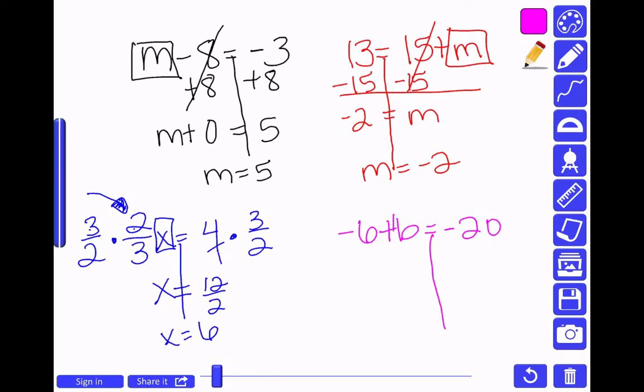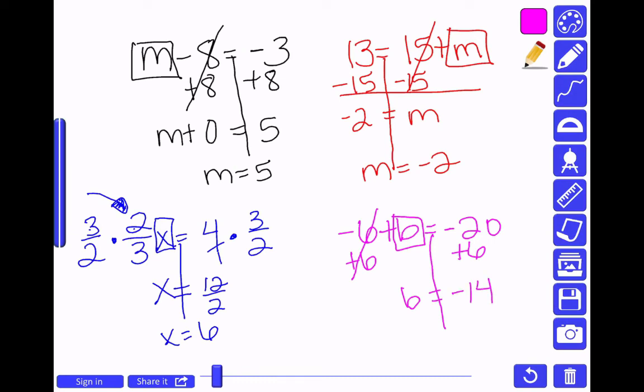Identify my equal sign, identify my variable I'm trying to isolate. This is a negative 6. I need that to be 0 so that the b will be by itself. In order to make that 0, I need to add 6 to both sides. Negative 6 plus 6 is 0. I now have b equals negative 20 plus 6 is negative 14.